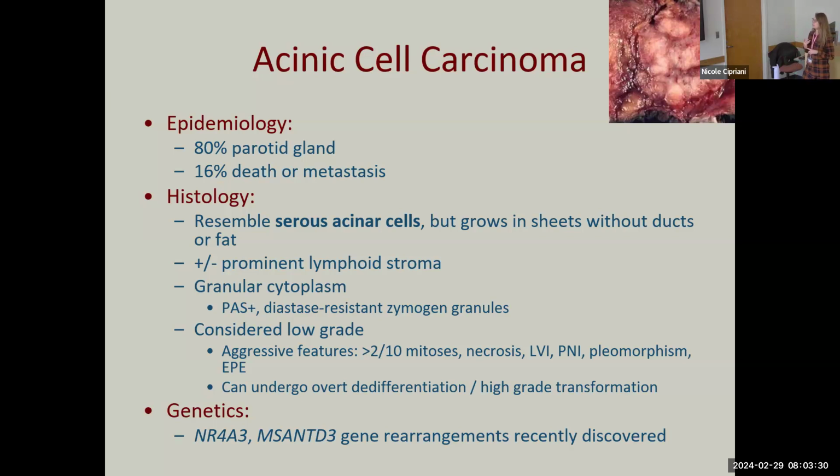If you want to prove that they are acinar cells, the zymogen granules are PAS positive, diastase resistant. There are some immunostains that can help you differentiate between acinic and its mimics, but we can get into that at the end where I have a table of all the immunos. And recently, mostly these have NR4A3 gene fusions. So we're learning more about molecular salivary, and this is no exception. Lesser gene rearrangements include the MSANTD3 gene, but in case these pop up on your studies or your boards or whatever.